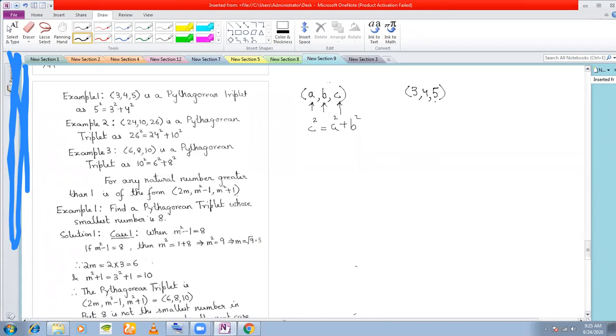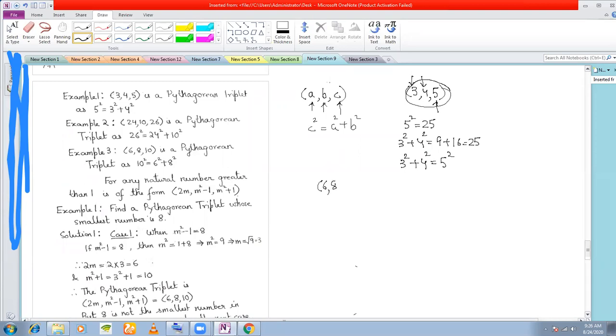Why is this a triplet? Because when I square 5, I get 25. Also, if I take 3 square plus 4 square, I get 9 plus 16, which is 25. So what I see here is that 3 square plus 4 square is the same as 5 square. Therefore, this triplet of numbers is called a Pythagorean triplet. It's a special property of a triplet. Let us take another example.